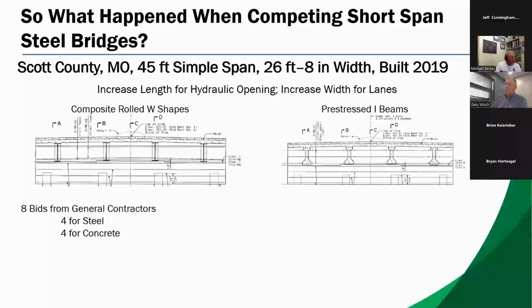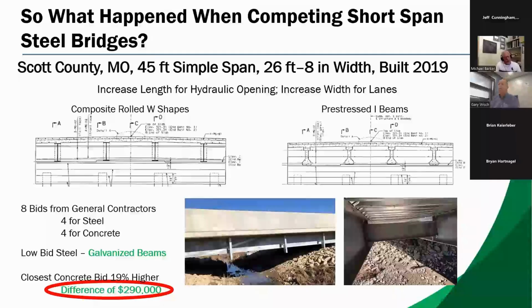And wow, what happened? The low bid was steel, where before this, they would have just assumed concrete was less expensive. And not only was the low bid steel, but it was galvanized beams, which is kind of the Cadillac of corrosion protection systems.